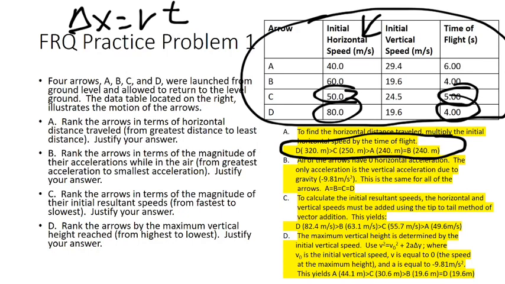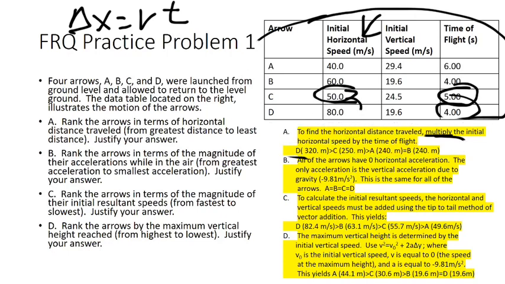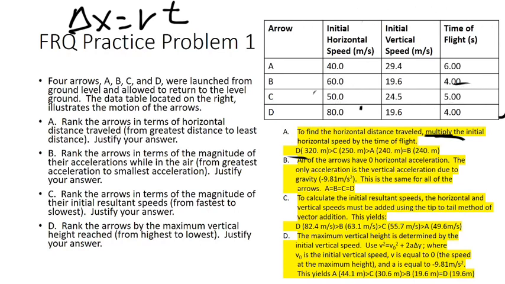So now let's move down to part B. Rank the arrows in terms of the magnitudes of their accelerations while in the air, from greatest acceleration to smallest, and justify your answer. Well, remember that in a projectile problem, the only acceleration is vertical, and that acceleration is caused by gravity. So the acceleration is completely vertical. It doesn't matter how fast the arrow started out. The acceleration for all of these is negative 9.81 meters per second squared.